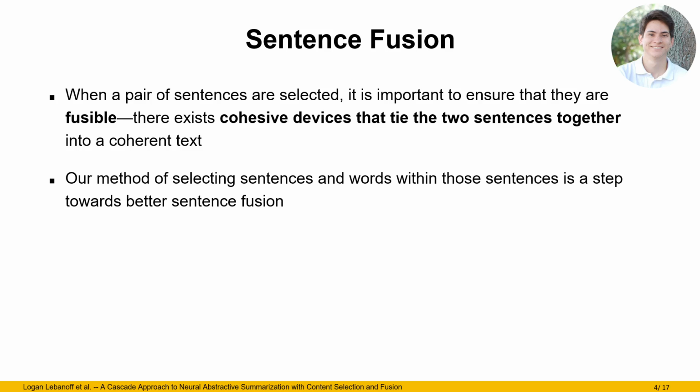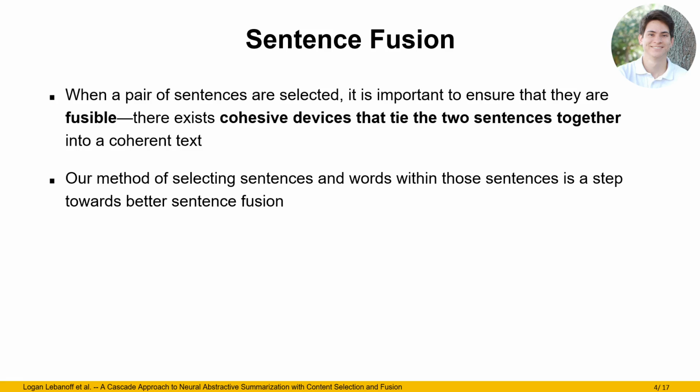Another thing that we seek to improve with this cascade approach is sentence fusion. Specifically, when a pair of sentences are selected, it's important to ensure that they are indeed fusible. There exist cohesive devices that tie the two sentences together. So our cascade method of selecting sentences and words within those sentences is a step towards this better sentence fusion.